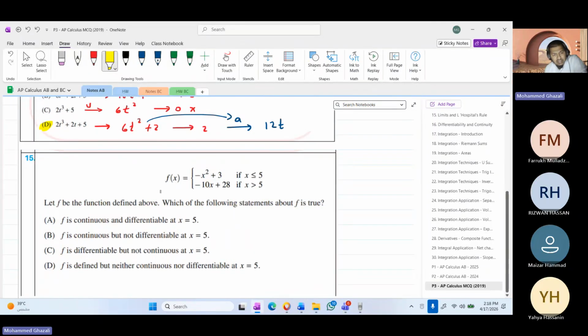All right, let's have a look at this. Let f be a function defined above. Which of the following statements about f is true? f is continuous and differentiable at x equals 5. So now they're talking about continuity and differentiability at 5. Let's substitute 5 and see what answer we get.